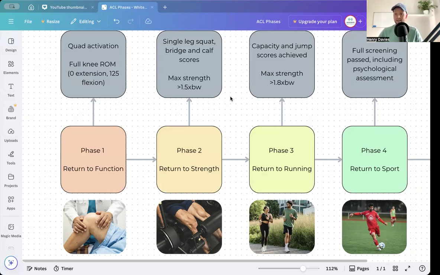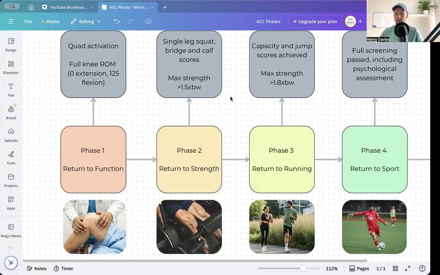Then secondly, it's capacity. So it's how many reps you can do of body weight exercises. Single leg squat, bridge, calf scores, and also trunk capacity scores are really key here. Now we're looking for in phase two, typically around 10 reps on a single leg squat. We're looking for around 20 reps on a calf raise and 20 reps on a single leg bridge, and then something like at least 30 to 60-second side plank on each side, just so you've got the requisite lateral trunk capacity as well.